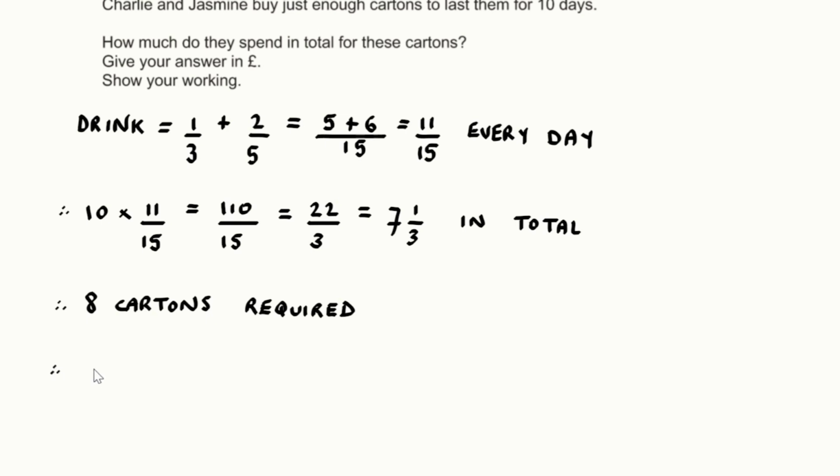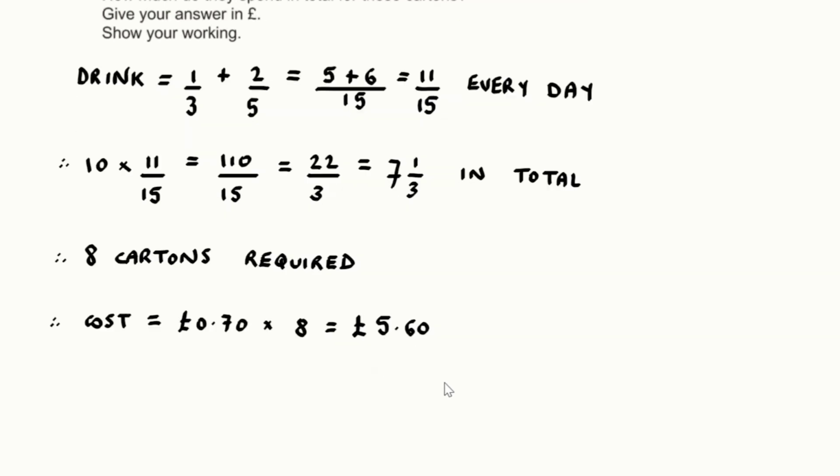And so therefore, the cost of this, if one carton costs 70p, in other words 0.70 pounds, we multiply this by 8, and then you can see the cost is £5.60. So we have £5.60.